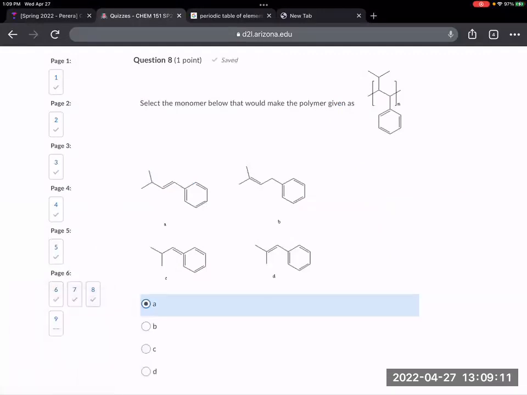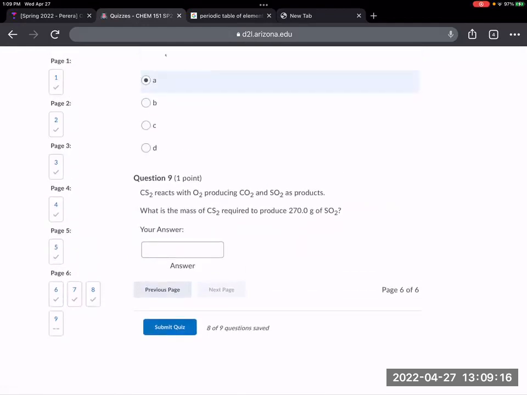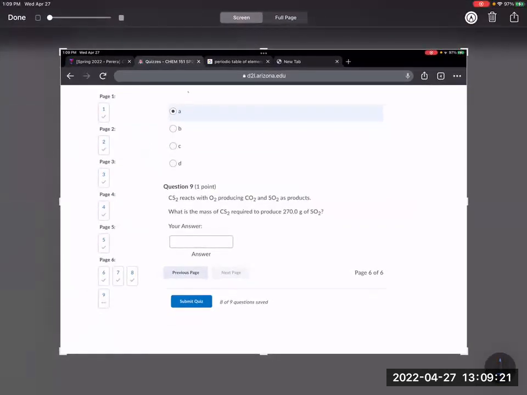Okay, now moving on to the last question, question 9. You are asked to determine the amount of reactants needed to produce 270 grams of SO2. Whenever we are given a question like this, start with the balanced chemical reaction. We have CS2 reacting with oxygen to produce CO2 plus SO2. Then you are to balance this.